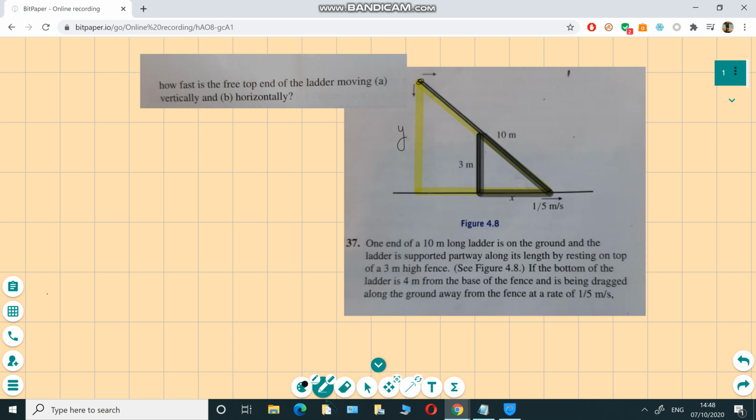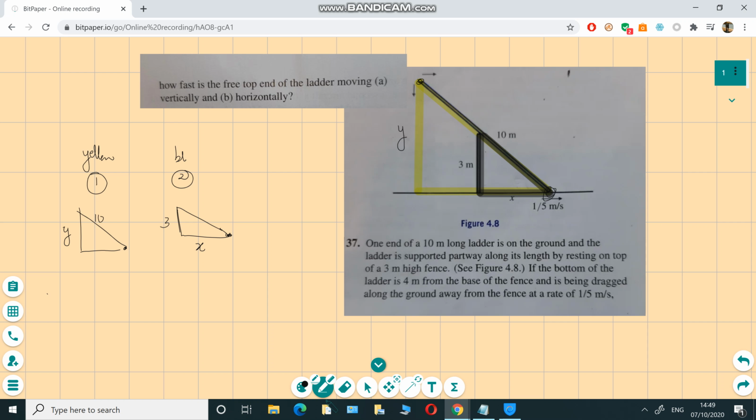We have two triangles. We have the yellow triangle, which is triangle 1, and the black triangle, which is triangle 2. These two triangles share a common vertex, this vertex over here. So you have x here, you have 3 here, you have y here, and you have 10 here. Does that make sense? Hopefully that makes sense.